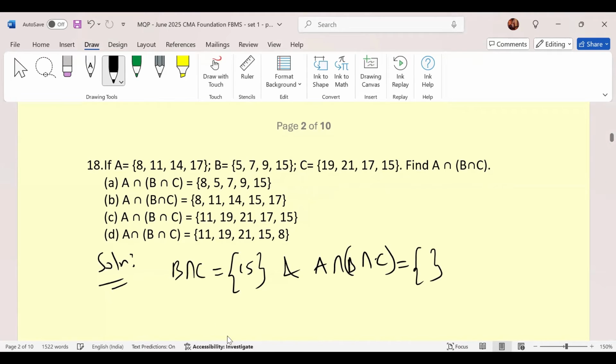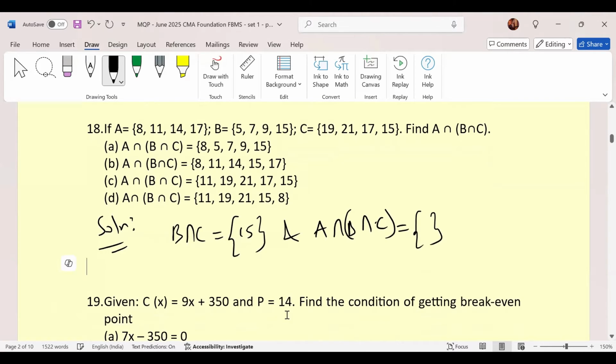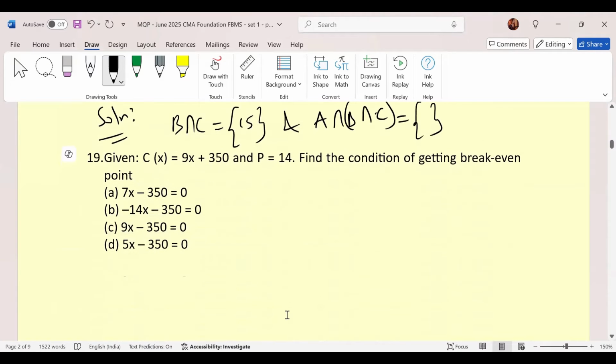But that option is not provided here. That option is missing, but this is the option actually. This should be the answer because everything is given as intersection. Next question.